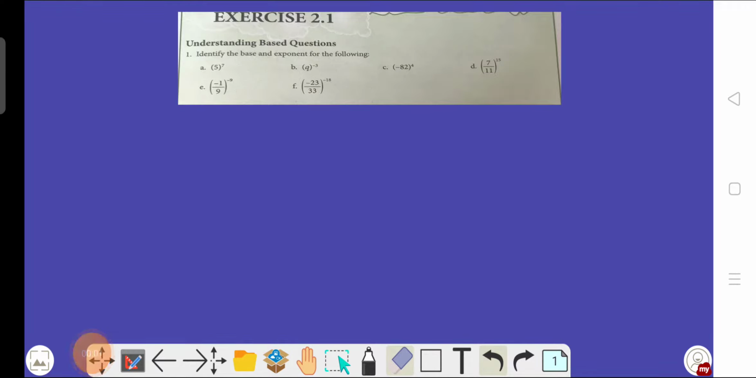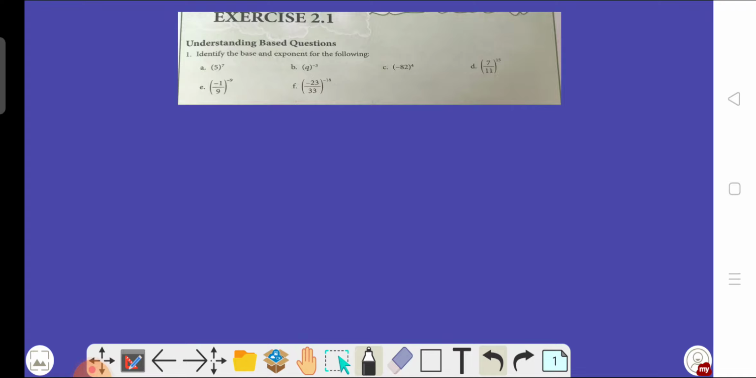Morning class. As you know beta, in our previous video we have discussed the basic part of exponents and powers. Today we will solve the questions of exercise 2.1.